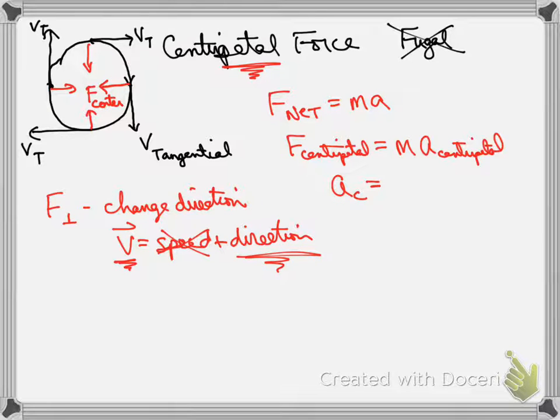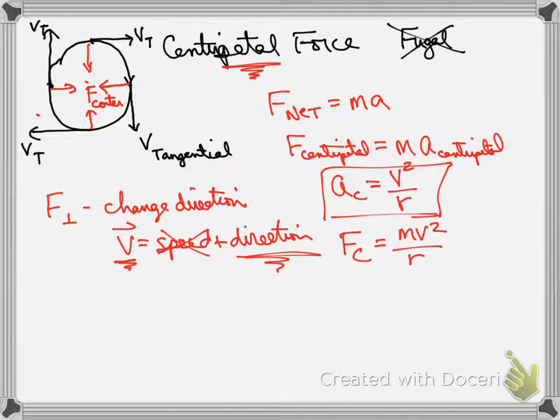Now, how do we calculate the centripetal acceleration? We just call it a sub c. It's that tangential velocity or speed squared divided by the radius, and that's the distance from the center of the motion to the outside of the circle there. So that explains some of the calculations that we're going to do. That's the centripetal acceleration. The centripetal force is just going to be m times that, so we just put mv squared over r.